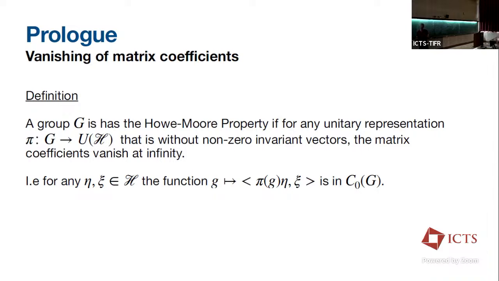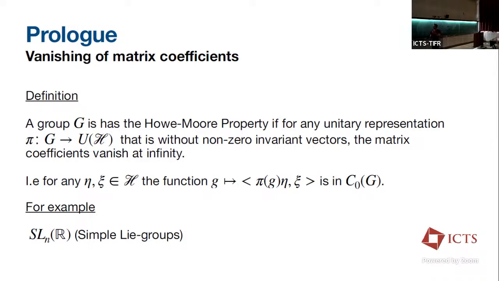A group G is said to have the Hausdorff property if all matrix coefficients of any representation which has no invariant vectors are C0 maps, meaning this function g to <π(g)f, f'> vanishes at infinity for any f, f'. And this is like a very dynamical property of the group. So don't worry, because our examples are algebraic. Okay, so simple Lie groups have this property that all matrix coefficients vanish at infinity.